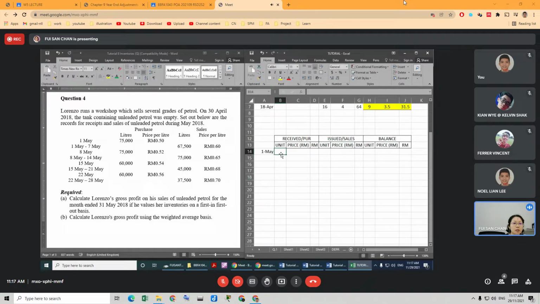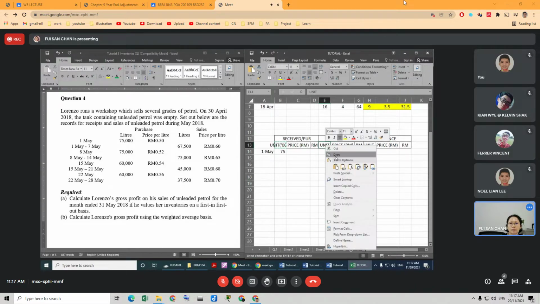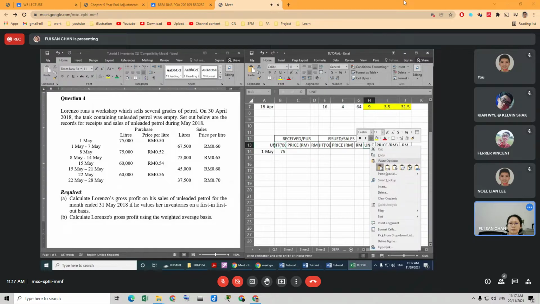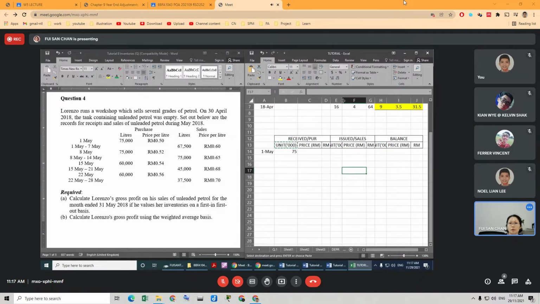So 1st May, we received 75,000 liter, right? So I put 75. I don't want to carry the 30. The 30 is actually on top here because I don't want to type too many zeros. So actually you can do like this for all the units. In this case, then we have all space. I hope you can see the whole thing. So in 1st May, you just put 75.